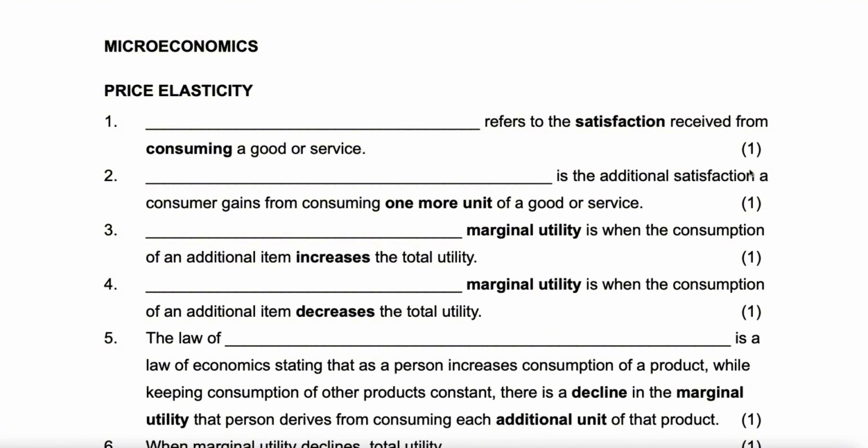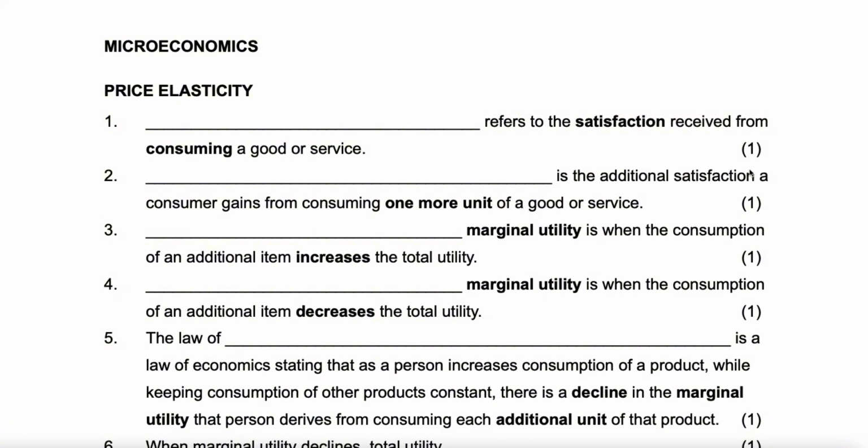Okay, so utility refers to the satisfaction received from consuming a good or a service, or I can say it also refers to the ability of a good to satisfy, because utility is not really satisfaction. Let me put it that way. So we can also phrase it that way, okay? Because the first phrasing sort of assumes that utility is satisfaction, but it's not.